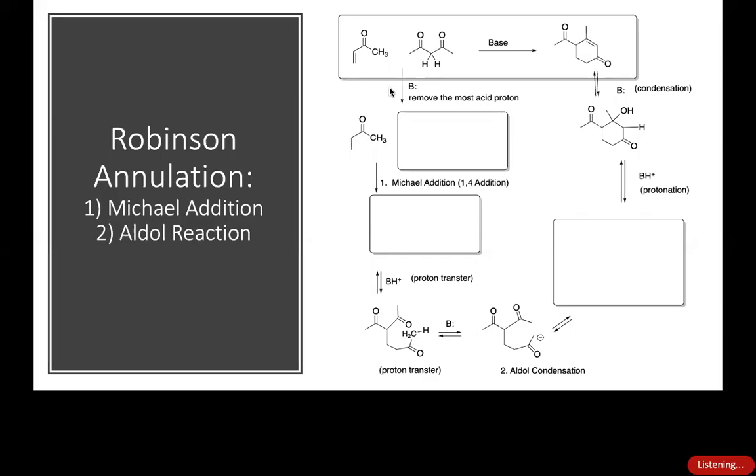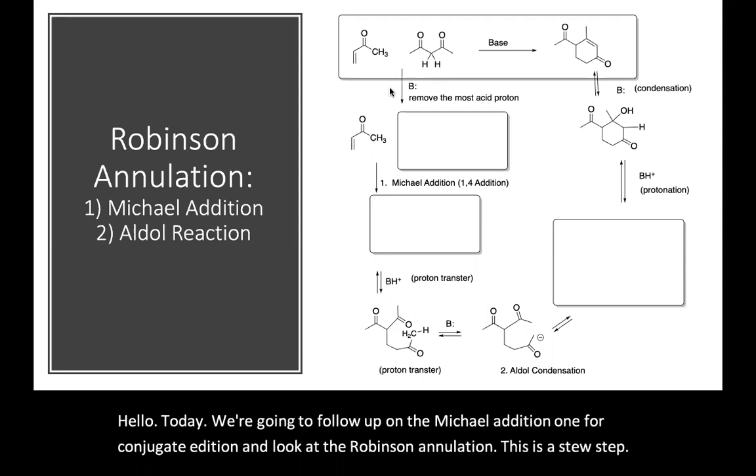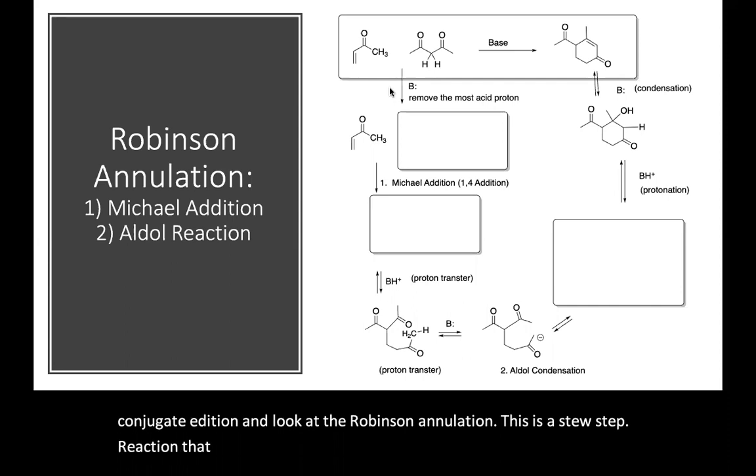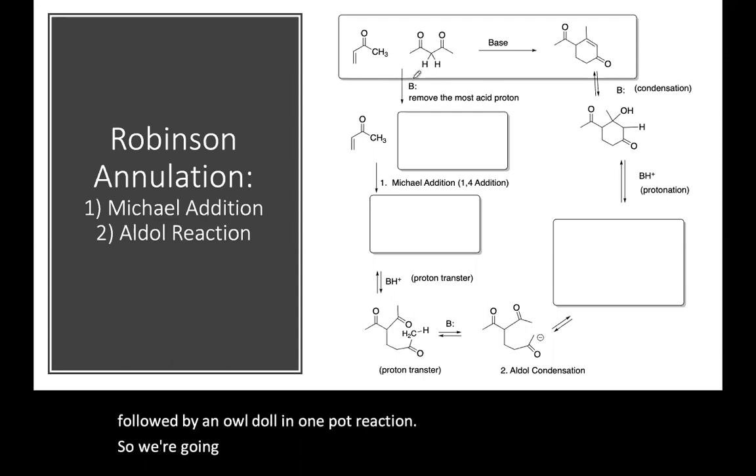Hello, today we are going to follow up on the Michael addition, 1,4 conjugate addition, and look at the Robinson annulation. This is a two-step reaction that is a 1,4 conjugate addition of an enolate with another ketone, followed by an aldol in one pot reaction. So we're going to take a look at the mechanism.